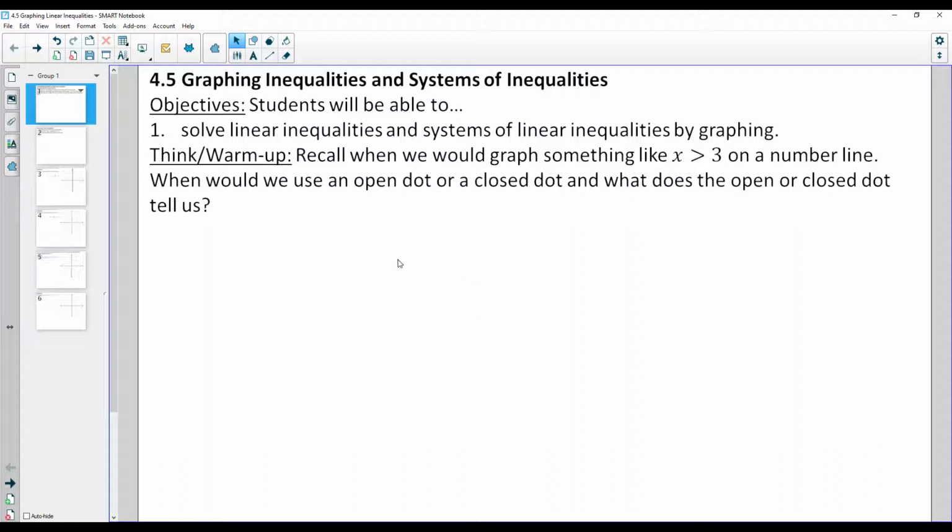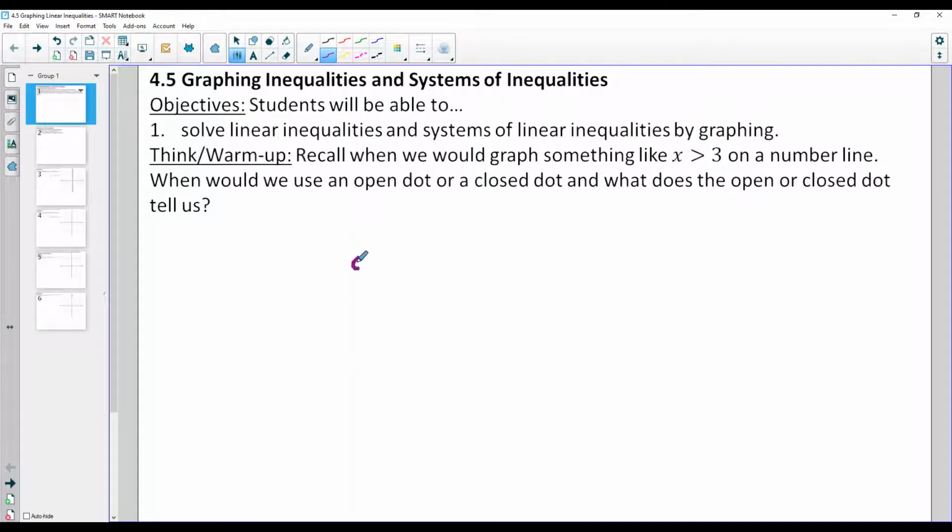Guys, welcome back, and today we are going to be going over our last section, which is 4.5, graphing inequalities and systems of inequalities. For the think slash warm-up, recall when we would graph something like x is greater than 3 on a number line. When would we use an open dot or a closed dot, and what does the open dot or closed dot tell us?